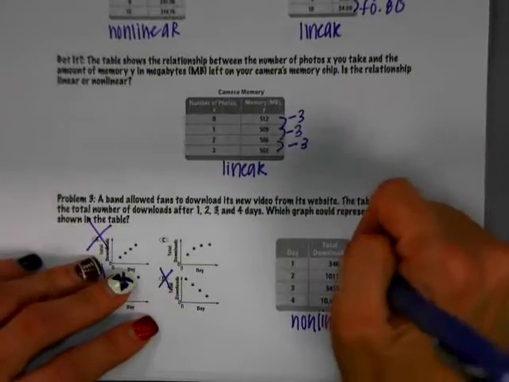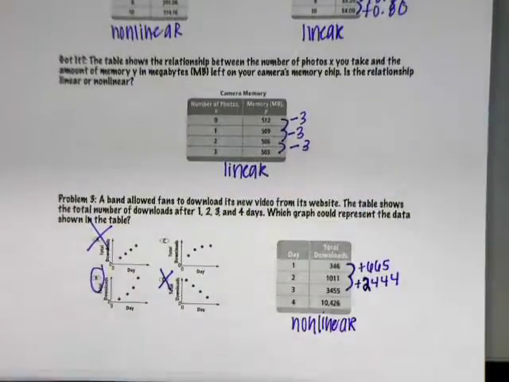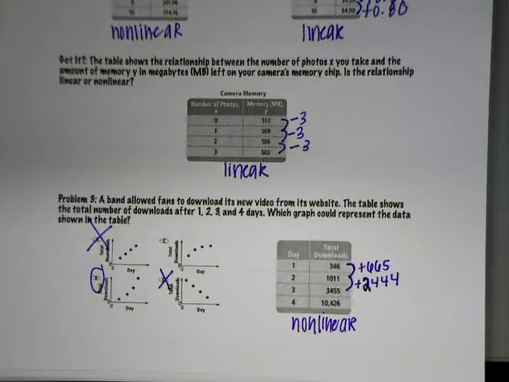Oh, 2,444. Yeah. Got it. Okay. Yeah, there. Thank you. Okay. All right, any questions on that? So do the next one. Be very careful. Think about it. Look at it.